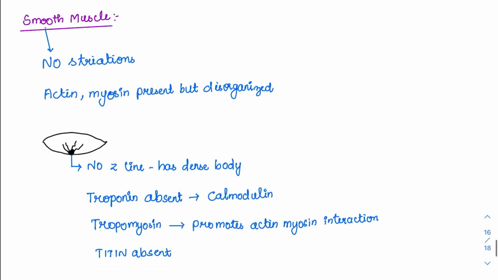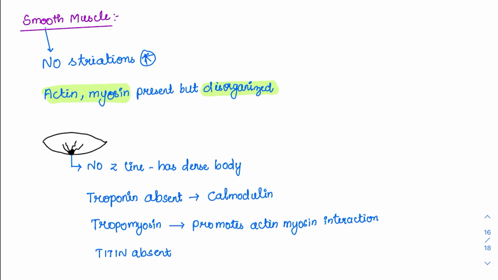Now coming to the smooth muscles. As the name indicates, why is it called smooth muscle? Because it doesn't have striations. Smooth muscles will not have any striations. But do you think actin and myosin is not there? Of course, like skeletal muscle, smooth muscle is also contracting. Like when food has to pass through, it has to contract, it has to relax, everything is happening. Actin and myosin are present, but they are not organized like that of a skeletal muscle. It is disorganized.